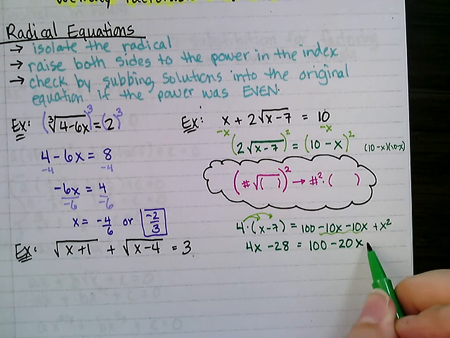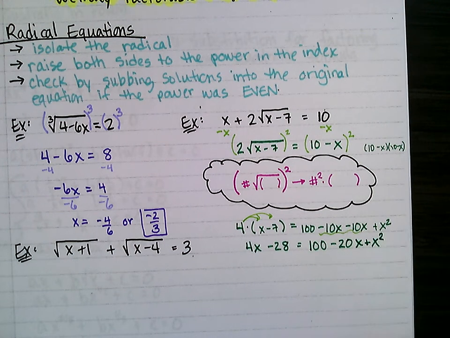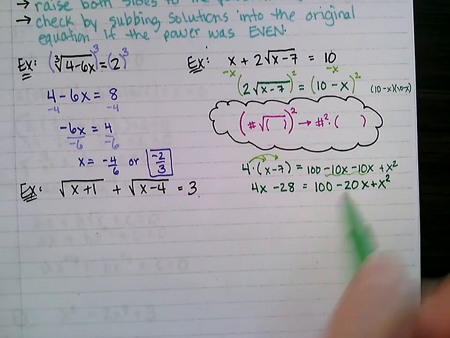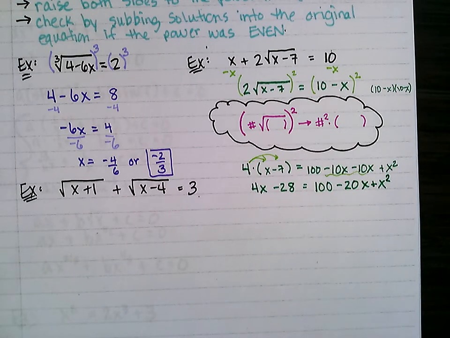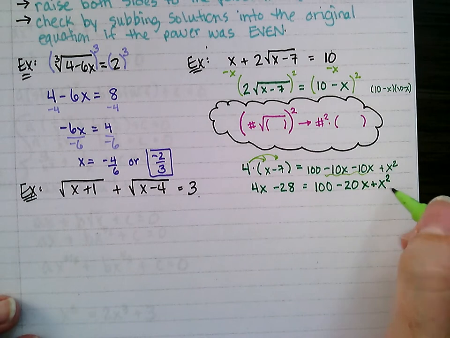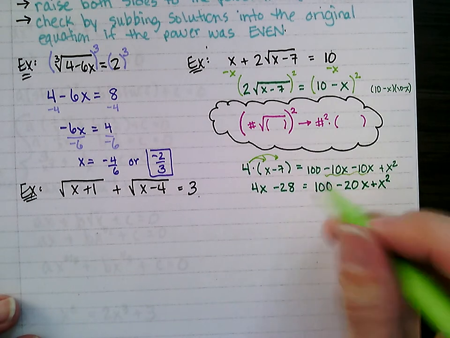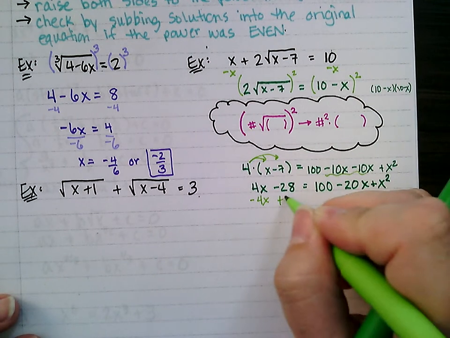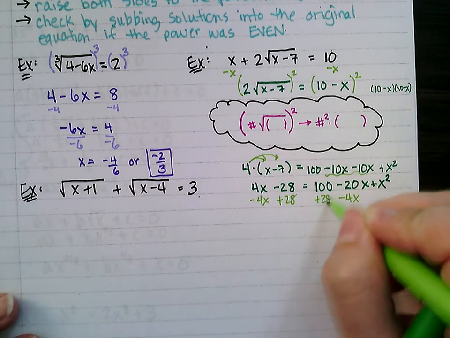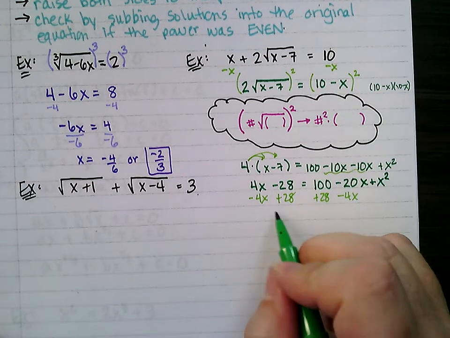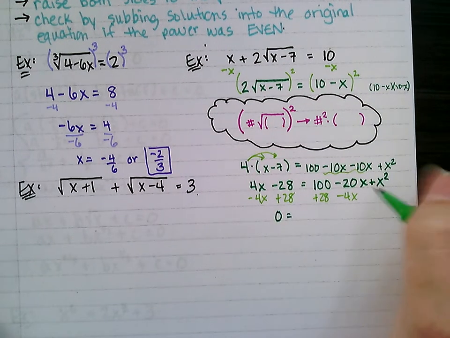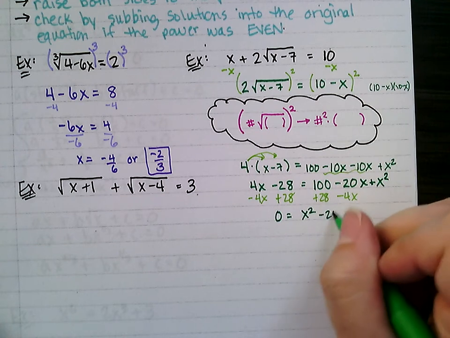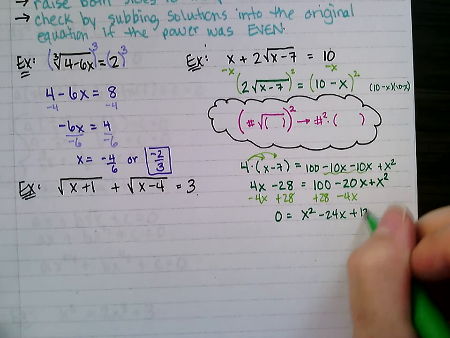Equals 100 minus 20x plus x squared. And then this is a quadratic equation. So I am going to make it equal to 0 to start with. So I'll subtract my 4x over and add my 28. And I'm going to go ahead and put it in standard form as I do that. So I'll put my x squared first, and then minus 24x, and then plus 128.